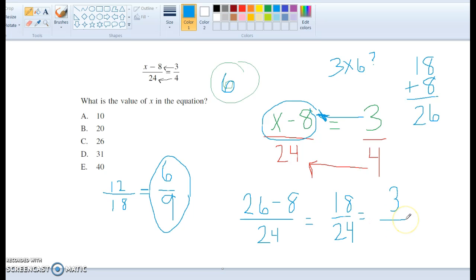3 times. How many times will 6 go into 24? 4 times. So all of this works. So our answer that we're looking for is C, 26.